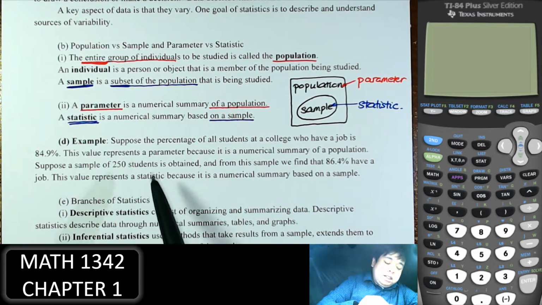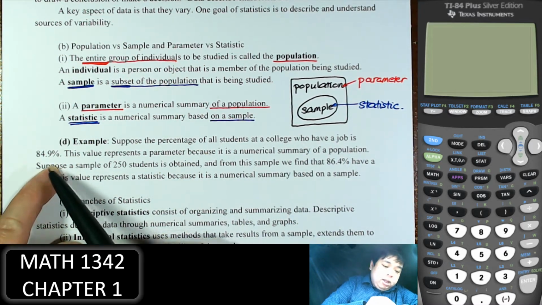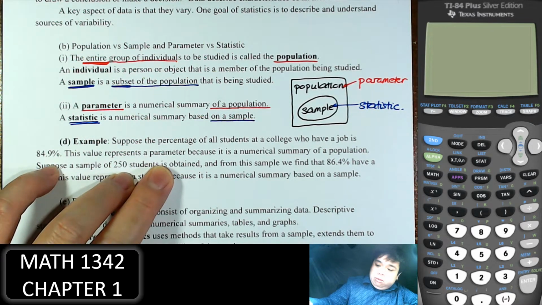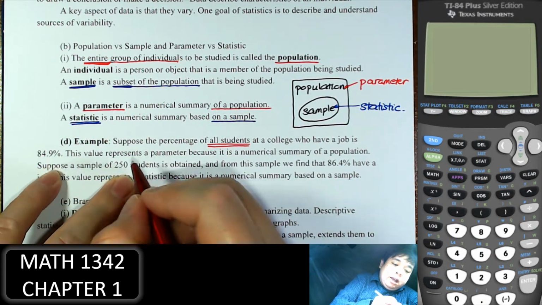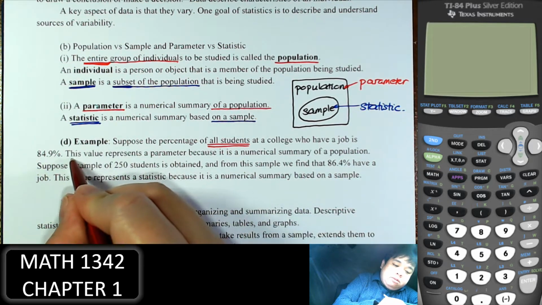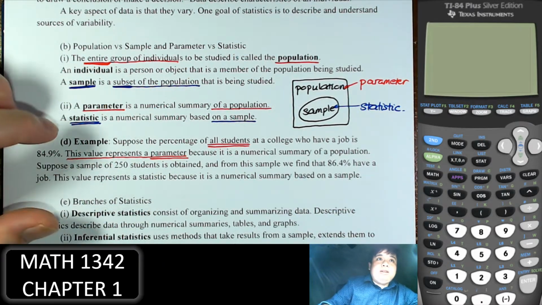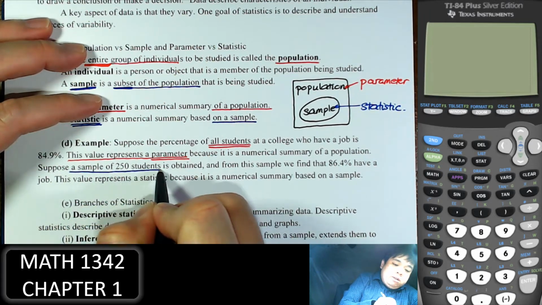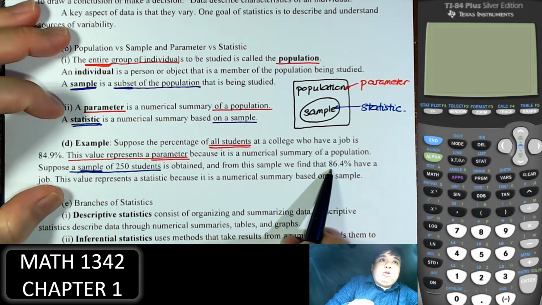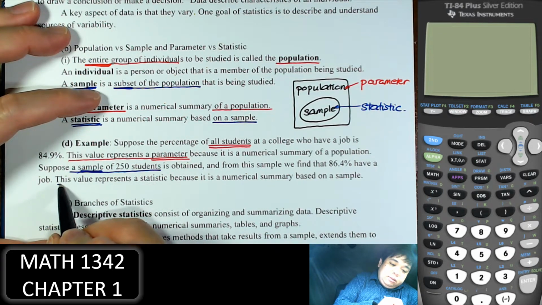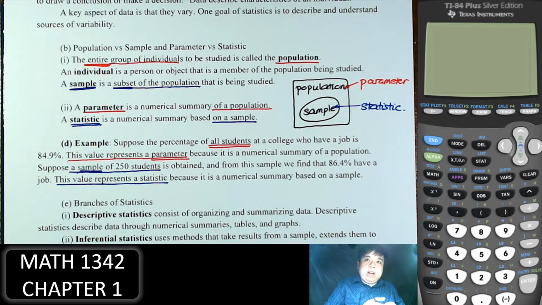Here's an example. Suppose the percentage of all students at a college who have a job is 84.9. This value is the parameter, because all the students refers to a population. Now suppose that we have a sample of 250 students, and the percentage is 86.4. This represents a statistic. So a statistic is of a sample, and a parameter is of the population.